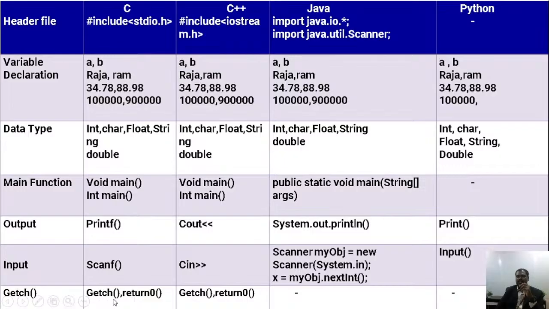So the getch function is used while we are using void main. We can use getch. While we use int main, we can use return 0 at the end of this program, right? There is no getch function in Java and Python, right? Now everyone is clear, right?